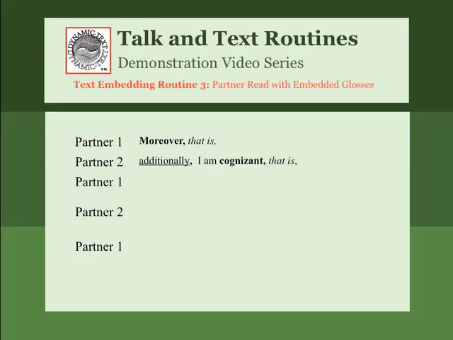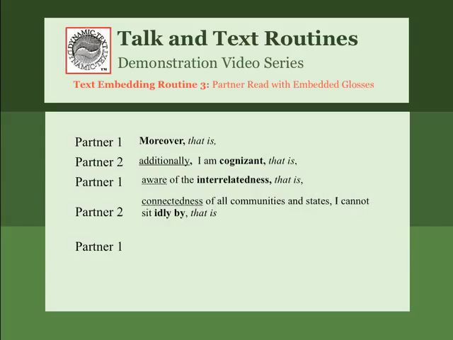up to and including the next target word and says "that is." Partner 1 supplies the gloss and reads up to and including the next target word and says "that is," and Partner 2 supplies the gloss and continues reading up to and including the next target word, and so on. You will see this pattern in the following video clips.